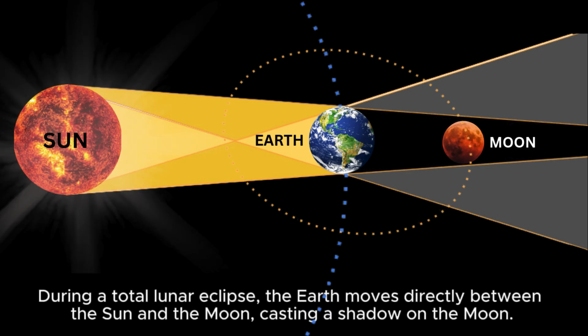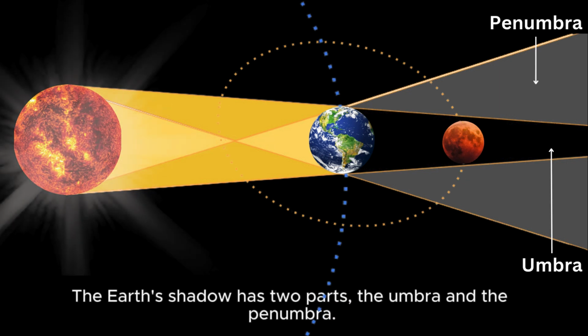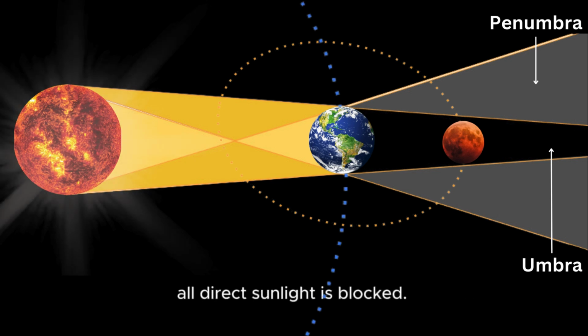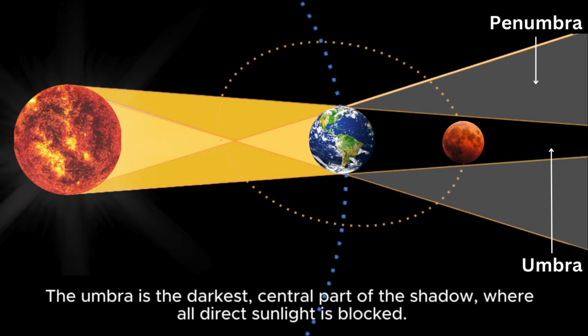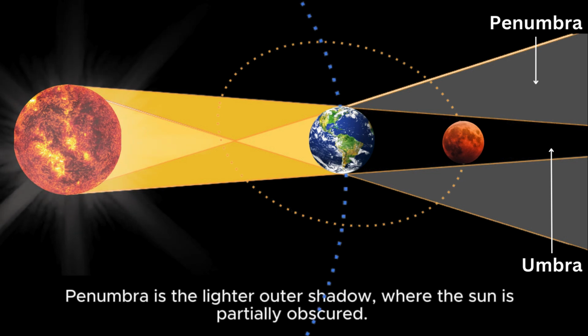During a total lunar eclipse, the Earth moves directly between the sun and the moon, casting a shadow on the moon. The Earth's shadow has two parts, the umbra and the penumbra. The umbra is the darkest, central part of the shadow, where all direct sunlight is blocked. The penumbra is the lighter outer shadow, where the sun is partially obscured.